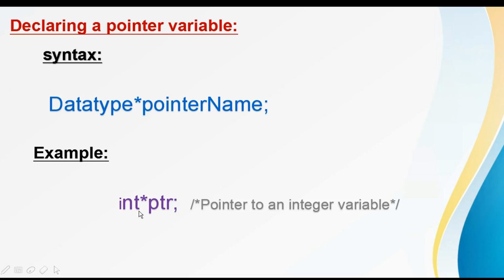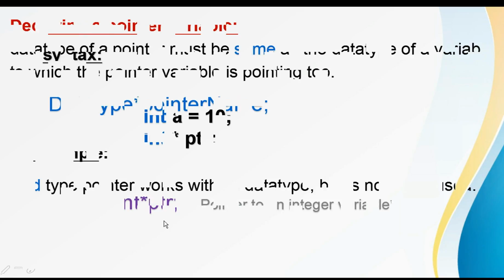Example yetu ni hapa int star, then we have the pointer semicolon. This one means that this pointer is pointing to the integer variable. Kwa hivyo ina point to the integer variable. That's why we have a data type of int.